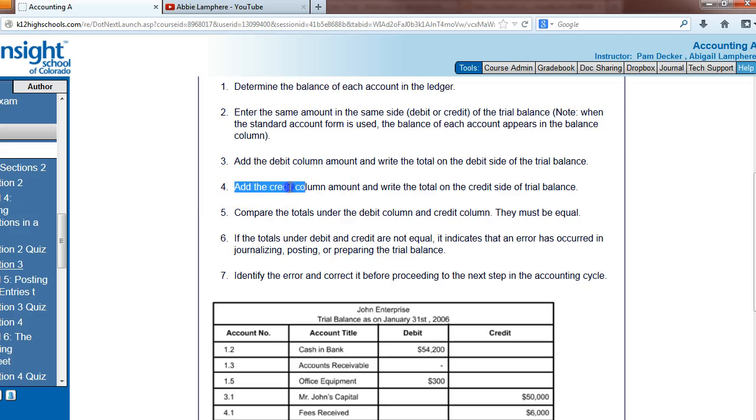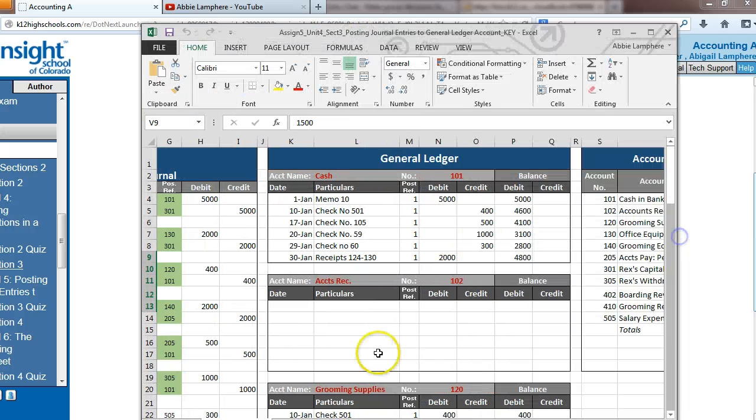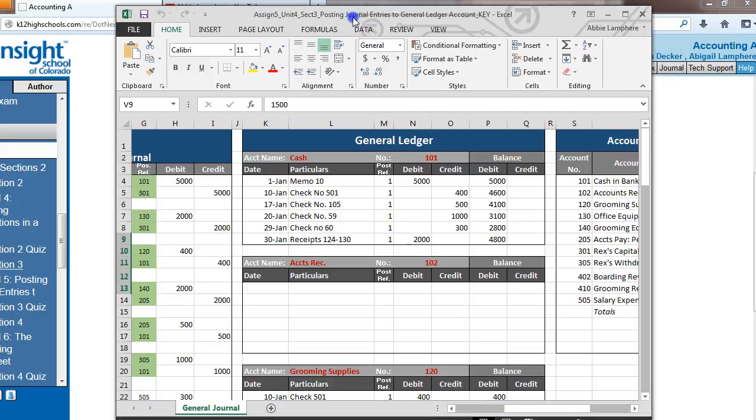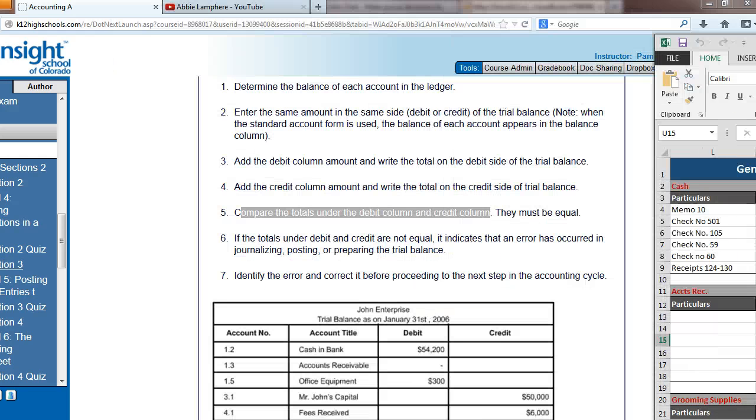Okay, then after you've recorded all the balances, you're going to add the debit column amount and then add the credit column amount. And when you compare the two totals under the debit and credit columns, they must be equal. That tells us that we recorded everything appropriately and our debits equal our credits and that we are good to go. So you'll see here on this trial balance, we have all of our debits totaled up here, equaling $10,500. All of our credits totaled up here equals $10,500. Our balance is equal. We are good to go.